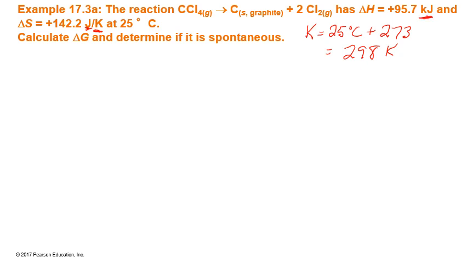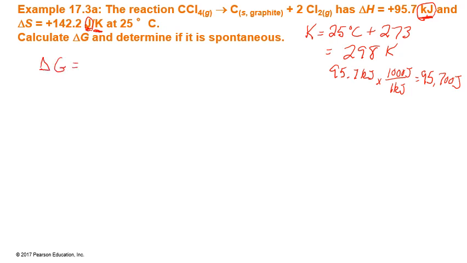The other thing we want to look at is our units. So our entropy has units of joules, our enthalpy has units of kilojoules. We want to make sure those units are the same. And so we need to do a conversion real quick. So we got 95.7 kilojoules. We know 1 kilojoule is 1,000 joules, so it would be 95,700 joules.